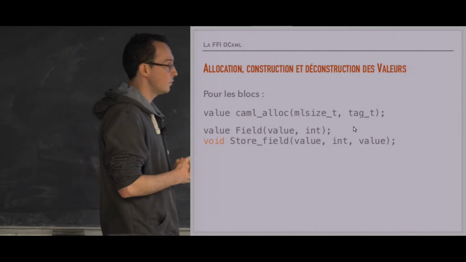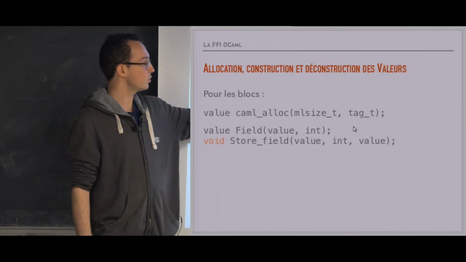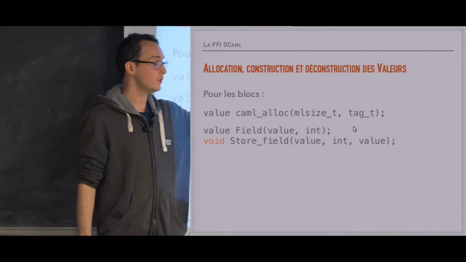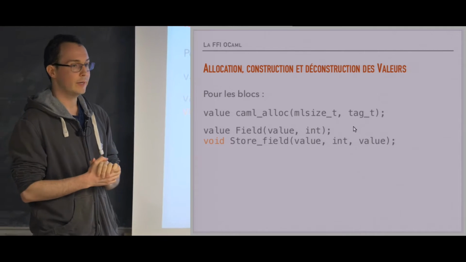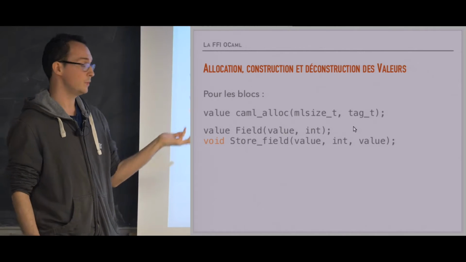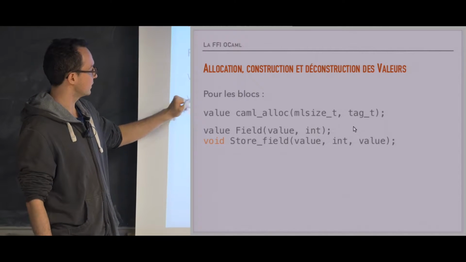More interestingly, for blocks, you have this function. The caml_alloc function will take the size of the block as a number of words and the tag. Basically, it's the tag which determines whether the block should be scanned or not. But it doesn't really matter for this.